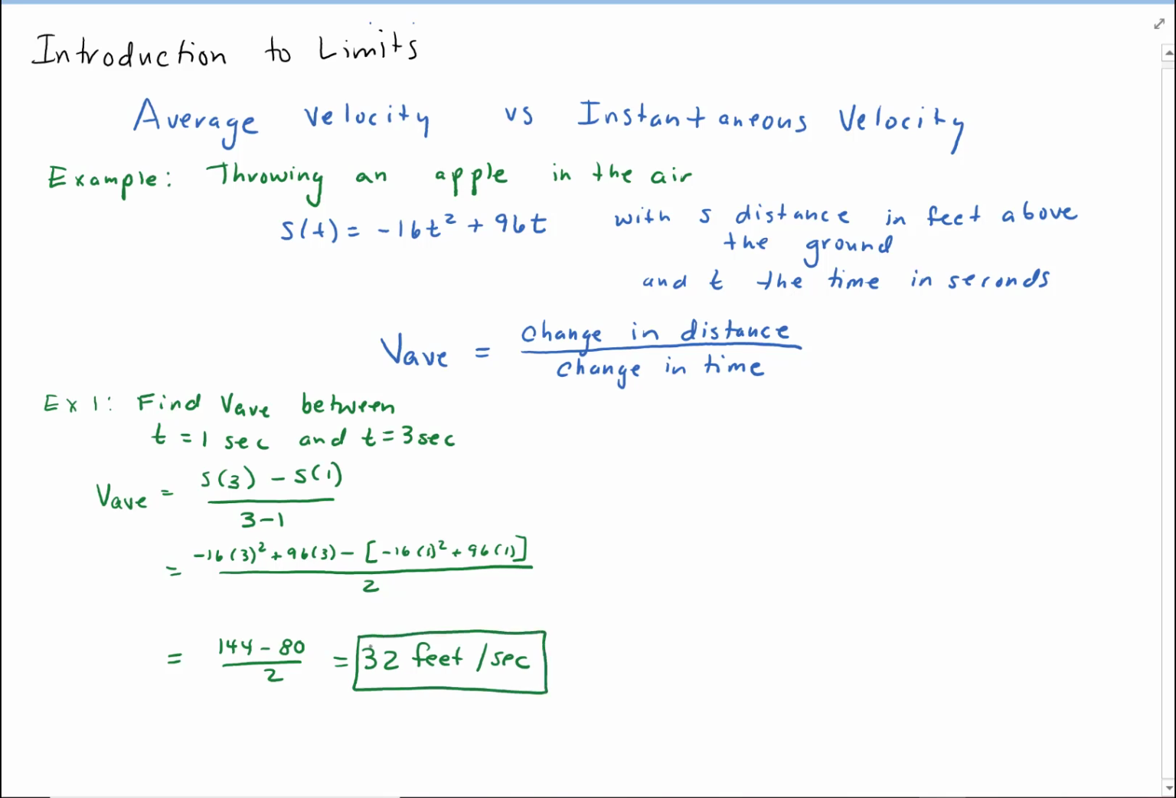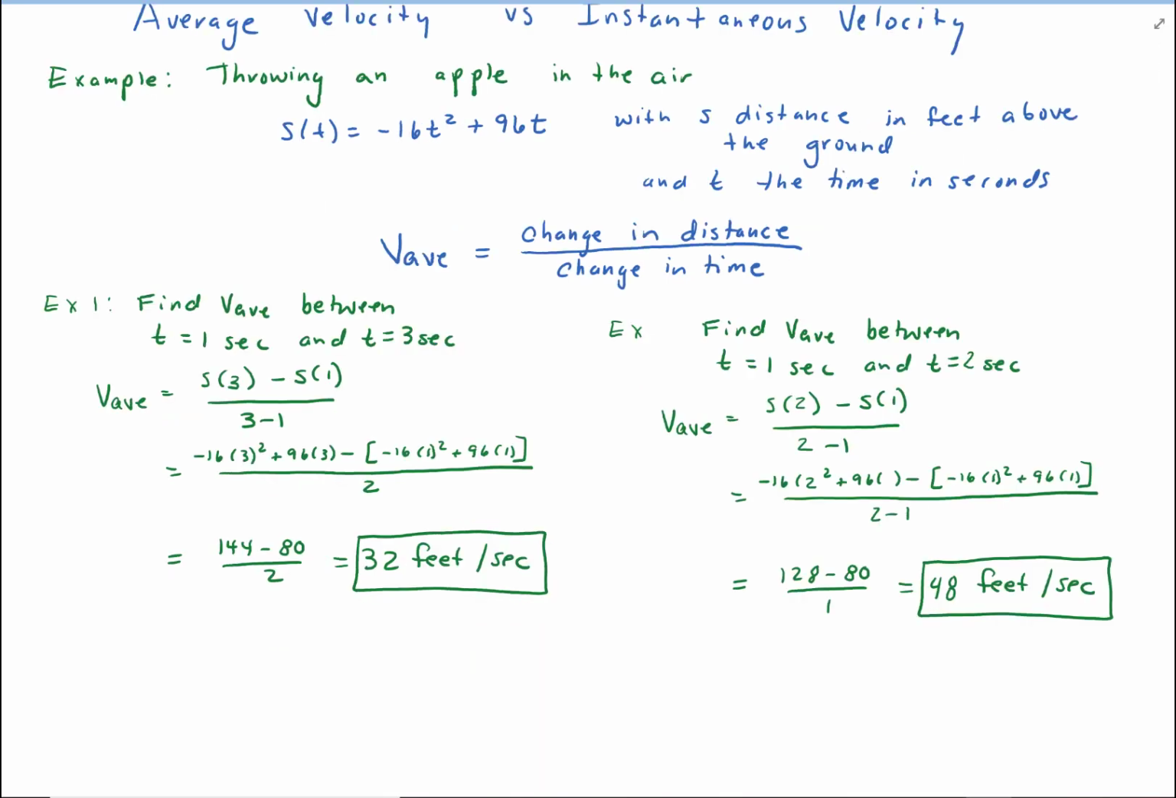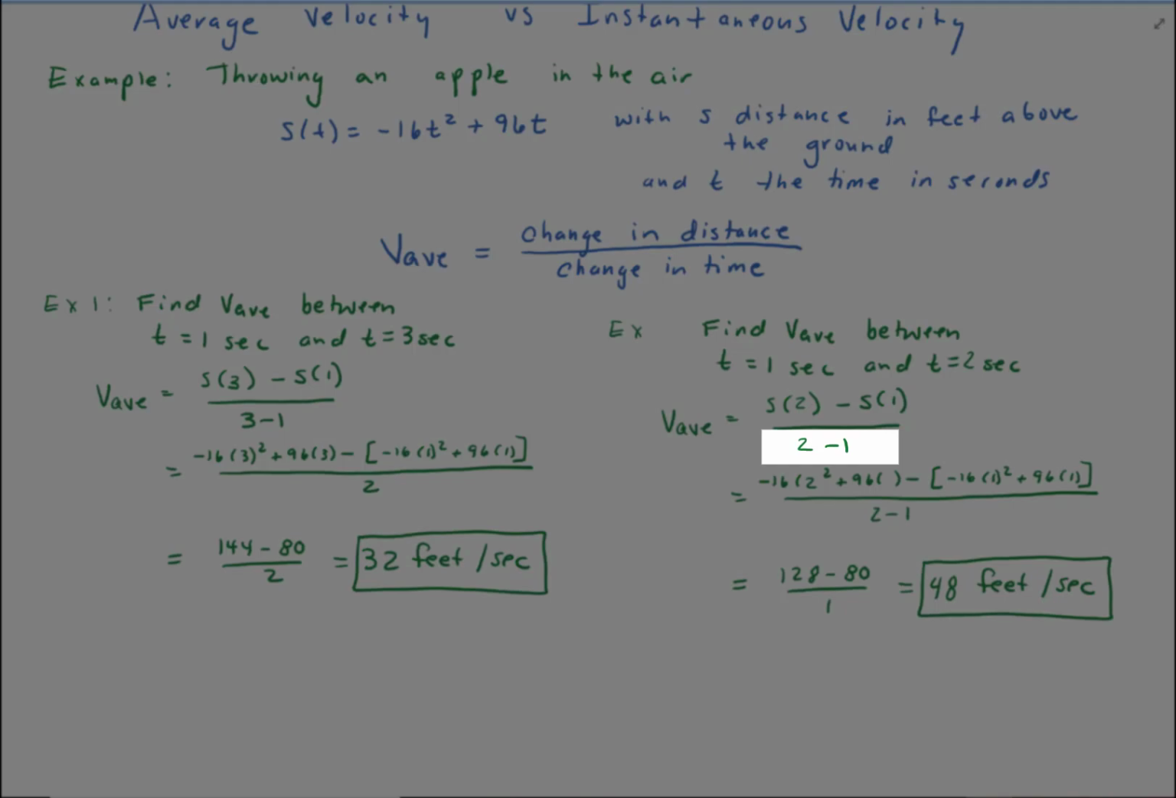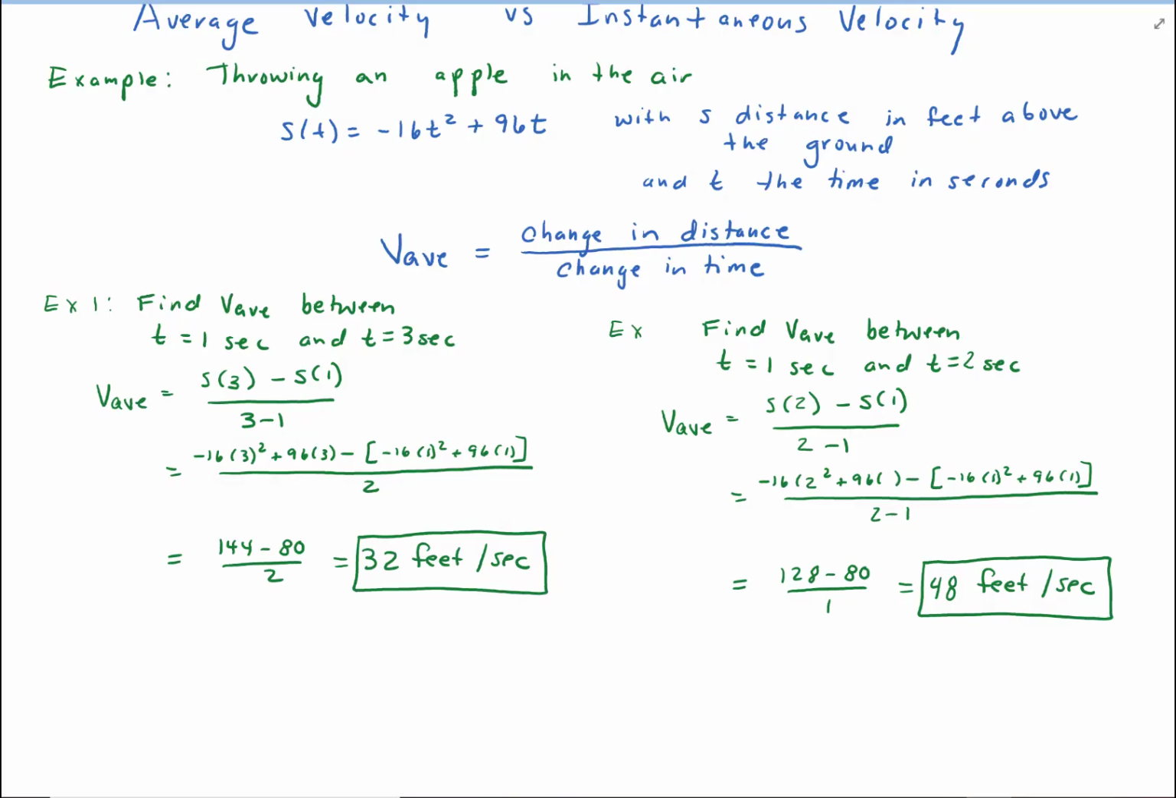Let's look at between two different times. Let's look at between t equals 1 and t equals 2. So the average velocity between 1 and 2 seconds is a different number. If I plug in s of 2, and the denominator is now 2 minus 1, I get 128 minus 80 over 1, or 48 feet per second. So why do I get two different average velocities? Let's look at the graphs to see if we can figure this out.